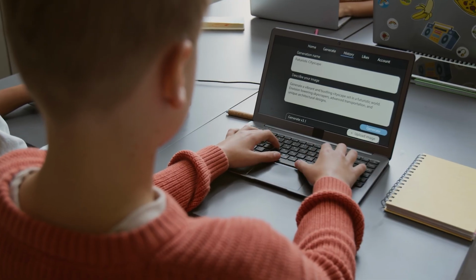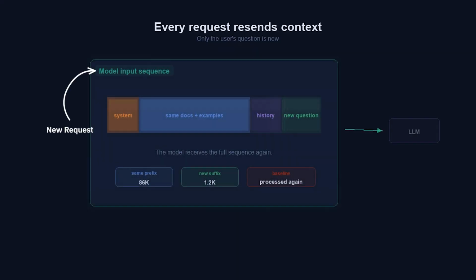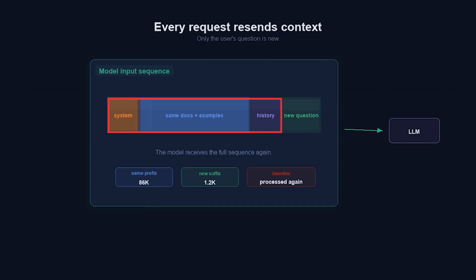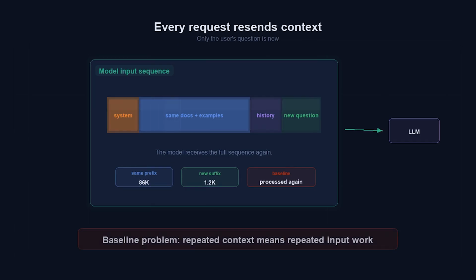From the user's perspective, it feels like the model remembers the conversation and simply continues from where it left off. But that is not exactly what happens technically. For each new request, the LLM receives a new input sequence: the system prompt, the conversation history, any documents or examples, and the latest user question. The model then processes those tokens again to generate the next answer. Even if most of the context is repeated, the model still has to work through it unless there's a mechanism to reuse part of that computation. That is the baseline problem that prompt caching is designed to reduce.